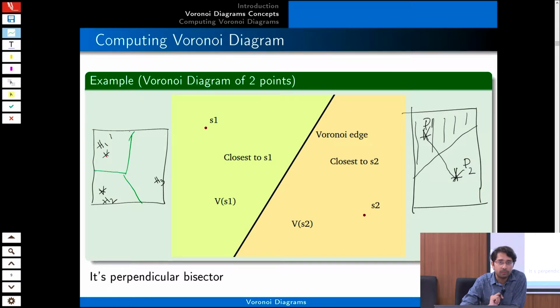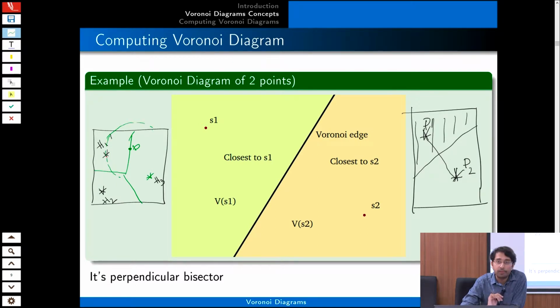So, if you understood this, say I take a point P on the Voronoi edge, and I draw a circle passing through H1. I take a point P on the edge between H1 and H3 and draw a circle passing through H1 and centered at P.